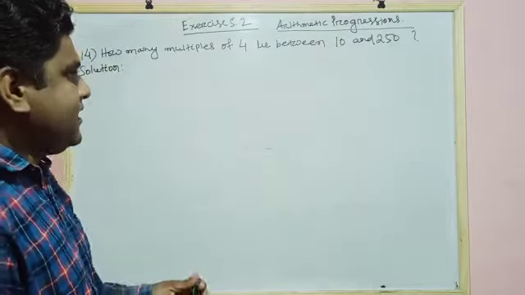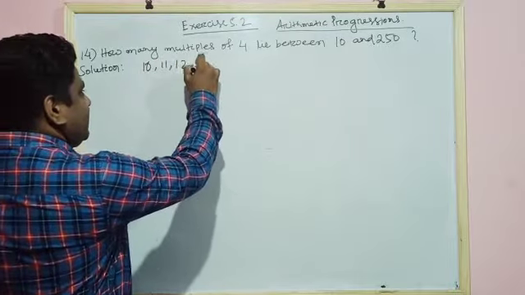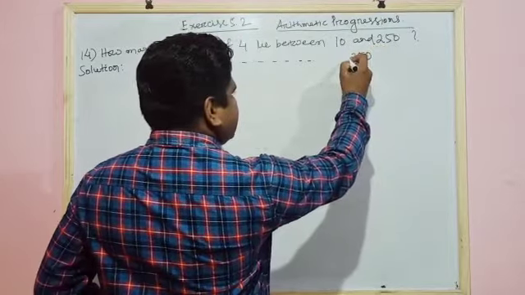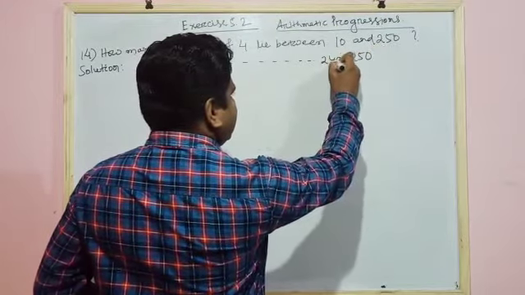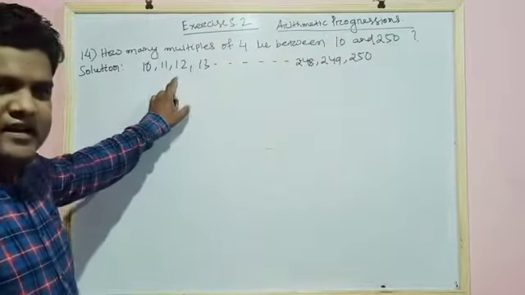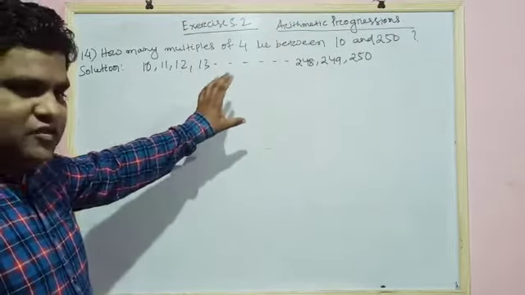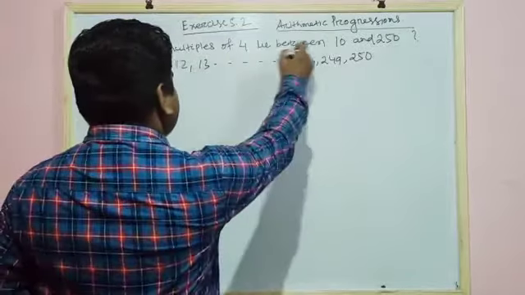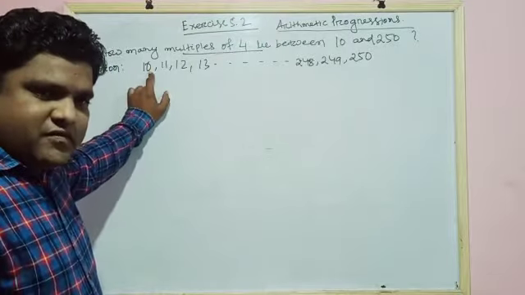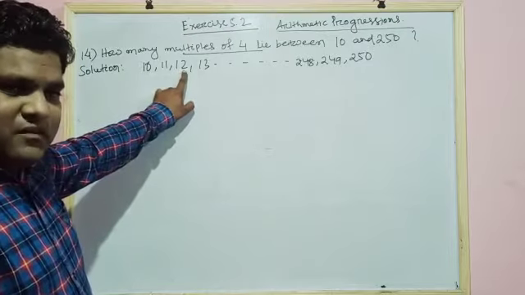Let's write the numbers 10 to 250. It will be like this: 10, 11, 12, 13 up to 250. Its preceding number is 249. Its preceding number is 248. This is an AP, but we have to take only those numbers which are multiples of 4. 10 is not a multiple of 4, 11 is not a multiple of 4, 12 is a multiple of 4.